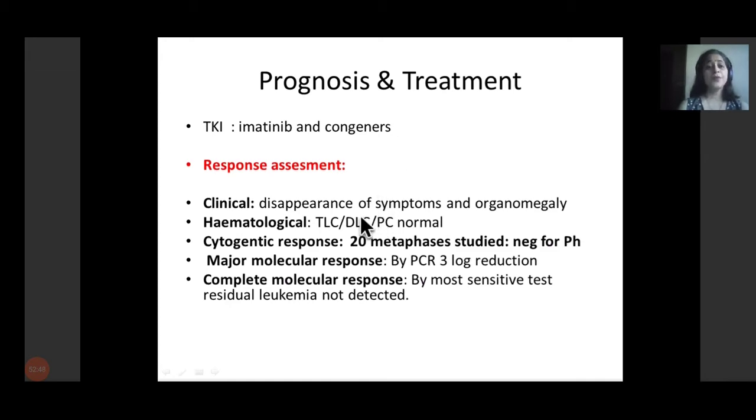And we assess for prognostication. Response assessment could be clinical or hematological. In clinical, we look for the disappearance of symptoms and organomegaly. In hematological, we look for TLC, DLC, and platelet count, which could be normal.